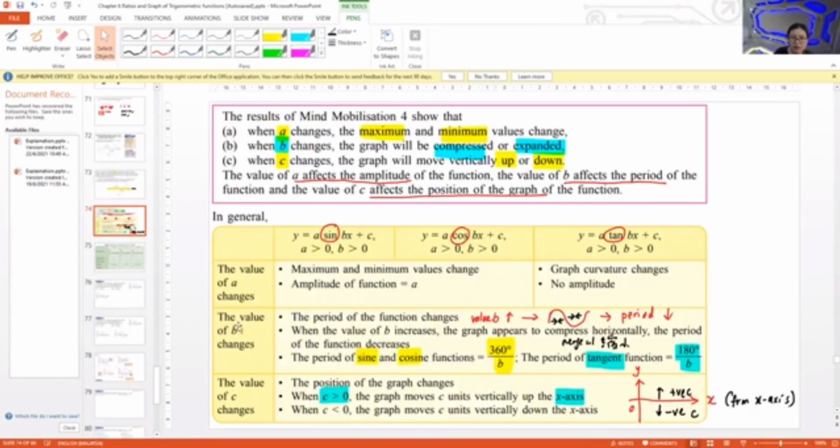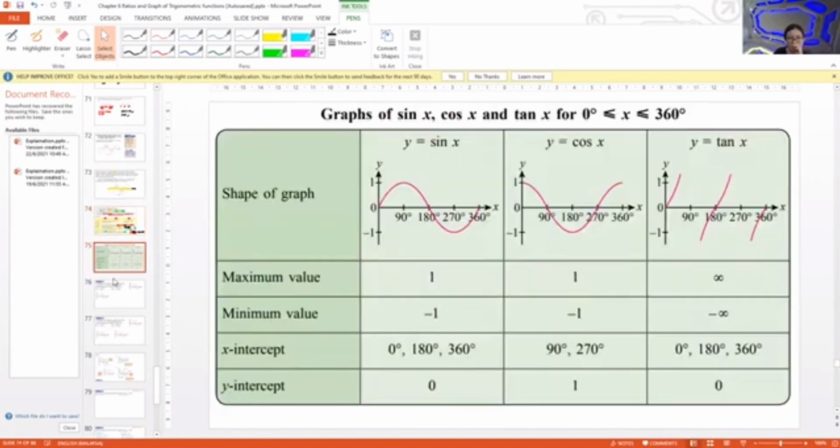Okay, so this one, I think you can hold on because this is recording, right? So you can hold on and then copy down the notes. Now we go to slide 75. We can see here, this is also from your textbook, but it is in the summary there.